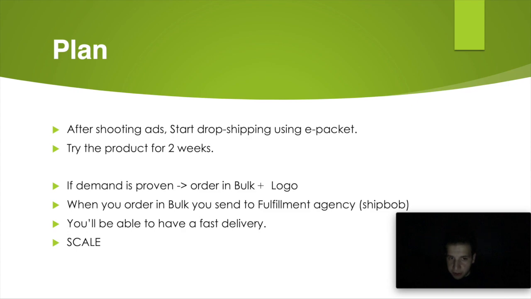Once you start ordering in bulk, you cannot manually fulfill the orders. So in order for you to stand out, you don't want to offer 2 weeks delivery like all other drop shipping stores. So what you're gonna do is contact a fulfillment agency like ShipBob. What basically happens is that you buy products, the supplier ships them to the fulfillment agency like ShipBob, and then these guys repackage your product in a nicer way, and they take care of shipping your product.